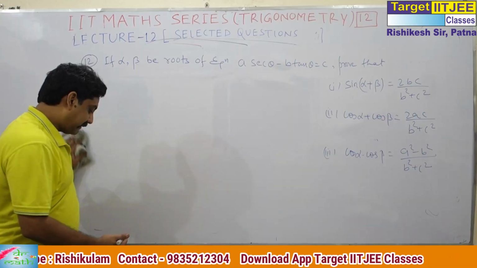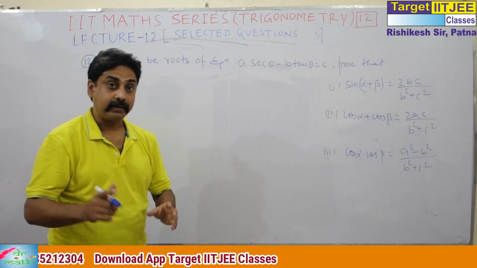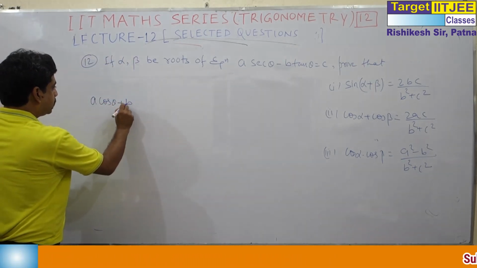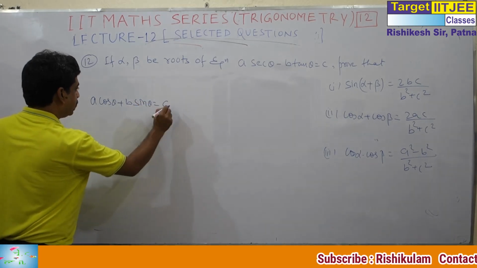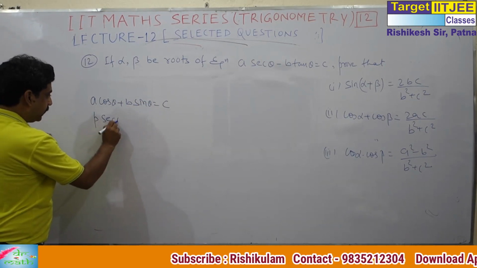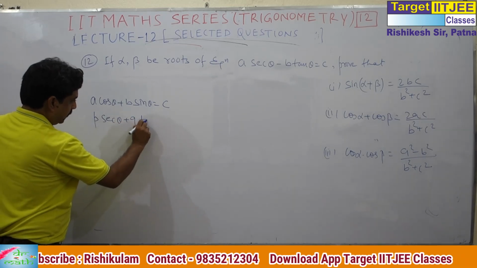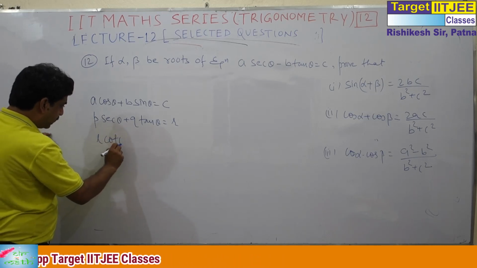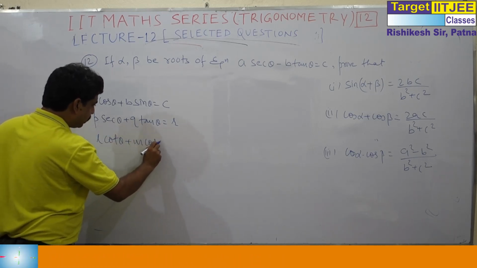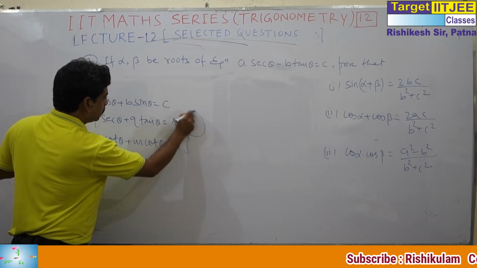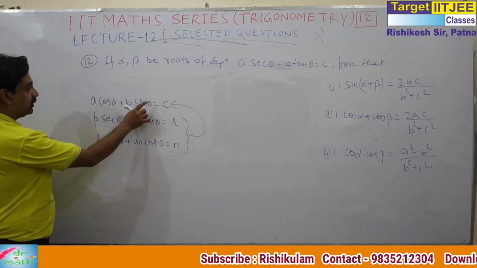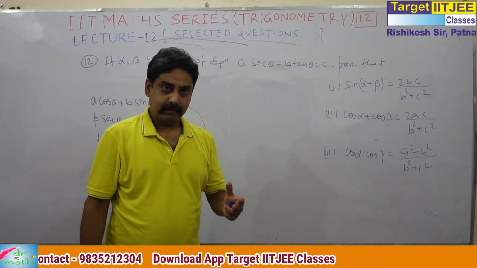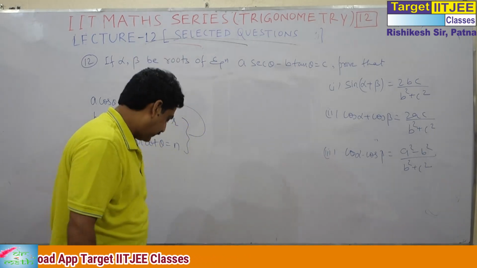What did I tell you in the chapter of trigonometric equation? That a cos theta plus b sin theta is equal to c, p sec theta plus q tan theta is equal to r, and l cot theta plus m cot theta is equal to n can all be expressed in the same form. These two can also be expressed in this form. I have told you; you can recall, either in 7 or 8.